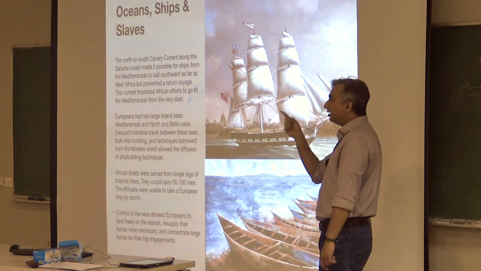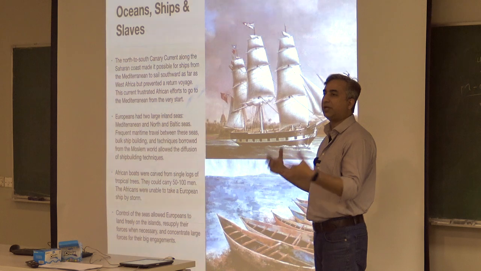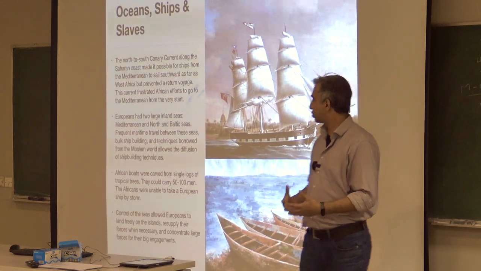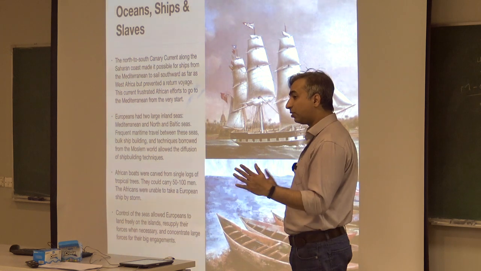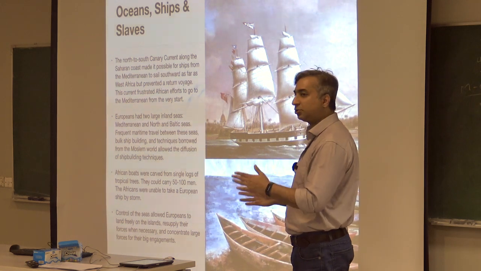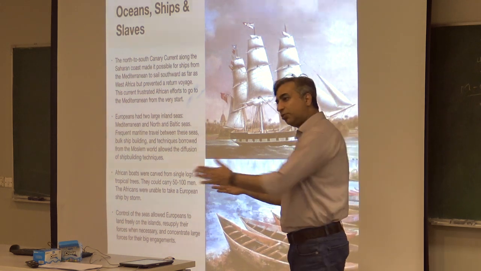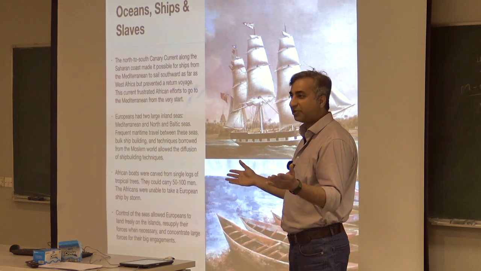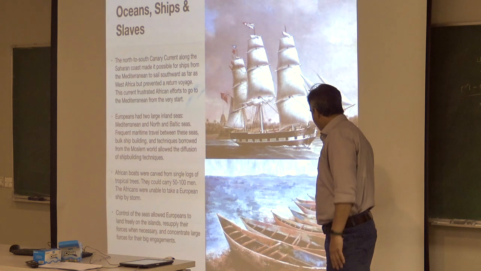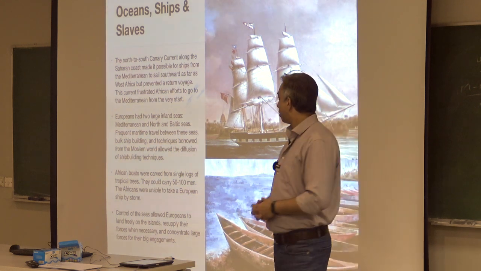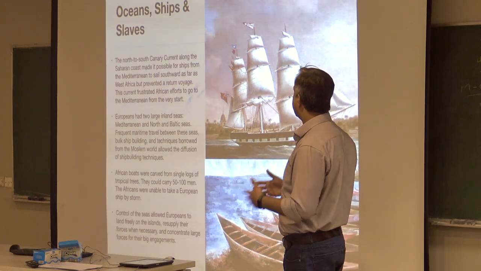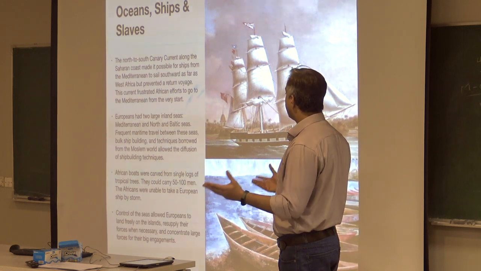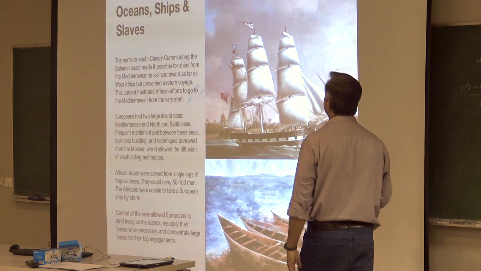So what develops? Bigger and bigger ships. Whereas the Africans basically used boats. They didn't have ships, they had boats, because they would mainly use them not to go into the sea, but for river navigation. And they did a lot of river navigation, but for river navigation, you don't need huge ships, you need boats. So African boats were often carved from single logs of tropical trees. They could carry 50 to 100 men. But Africans were unable to take a European ship by storm.